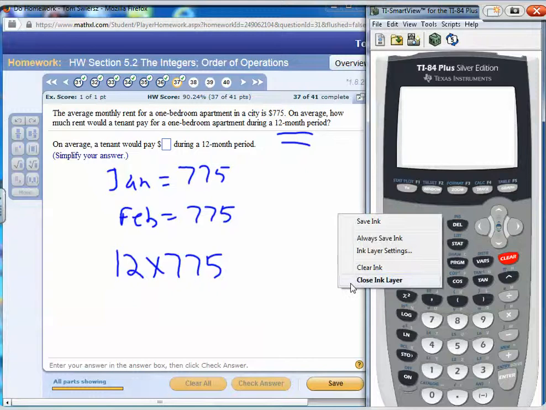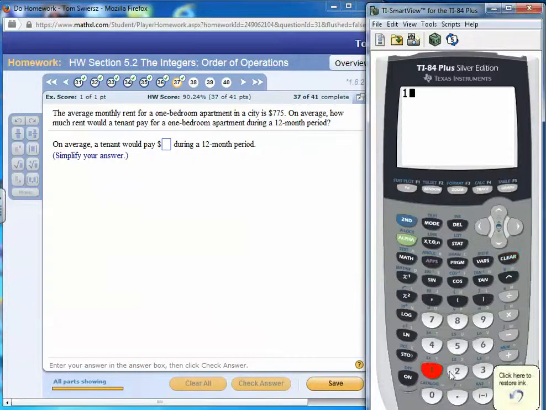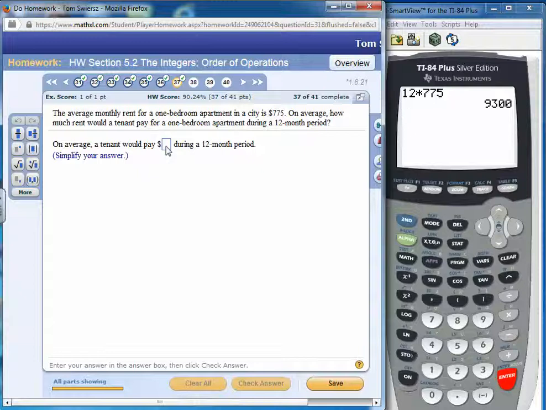So we can do that on our calculator. 12 times 775, and we get the total rent for the entire year is $9,300.